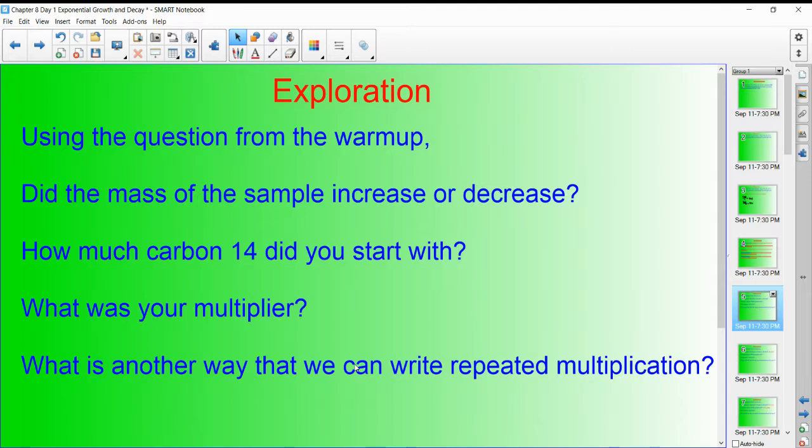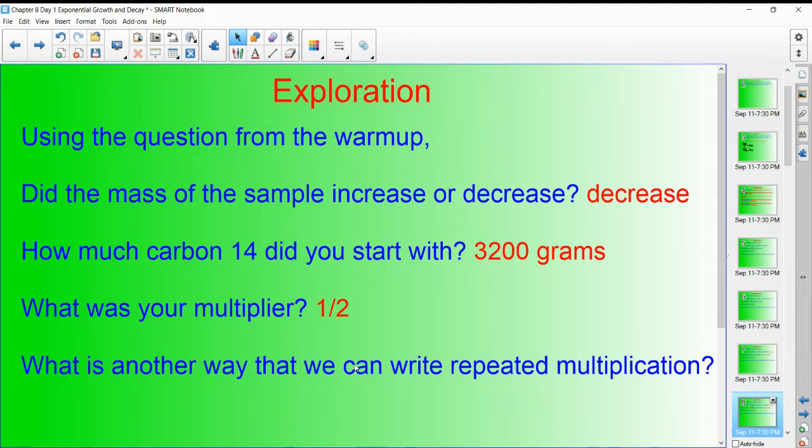Okay, so we started with 3,200 and we went down and went down and went down. So the mass went down. We started with 3,200 grams. And here's the question I find very interesting. Your multiplier. You might say, well, I divided by 2. But what is dividing by 2? Same as multiplying by 1/2. So every time we took 3,200, we multiplied it by 1/2.